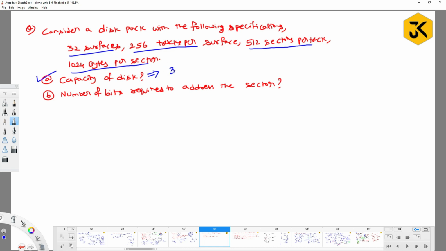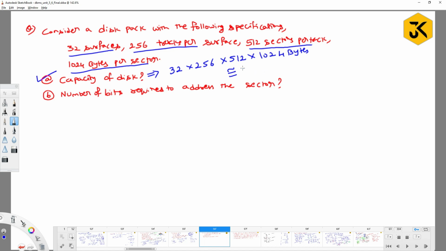So you know total number of surfaces and total number of tracks per surface, and each track contains 512 sectors, and each sector capacity is 1024 bytes. Right? You can solve it and get the answer. I think you have solved it already. Good. What is the value you got in terms of MB? Whatever value you have calculated, you can just tell me.